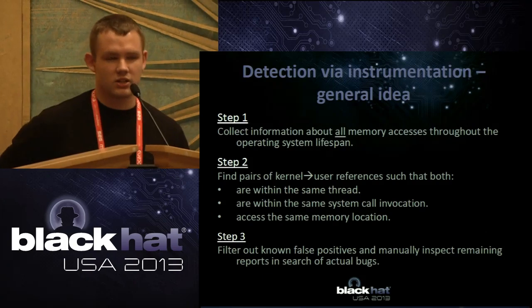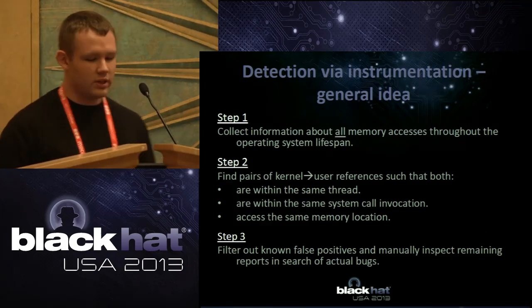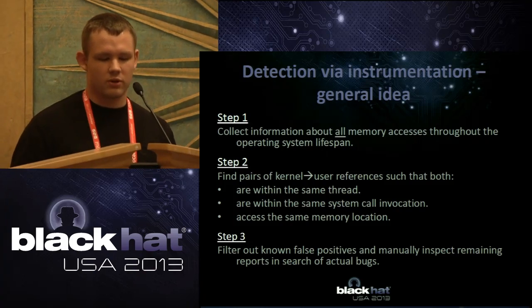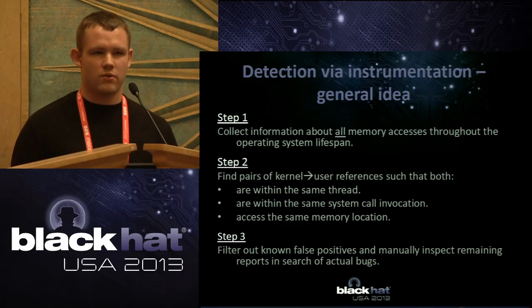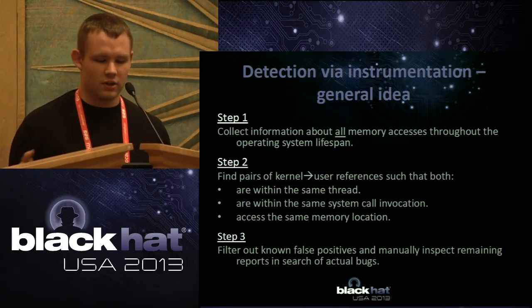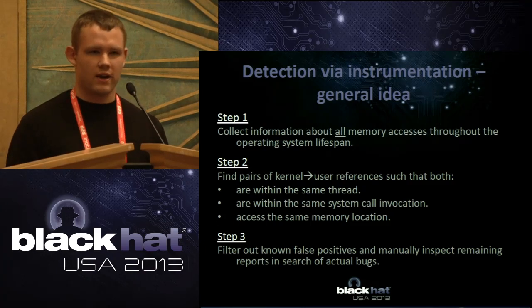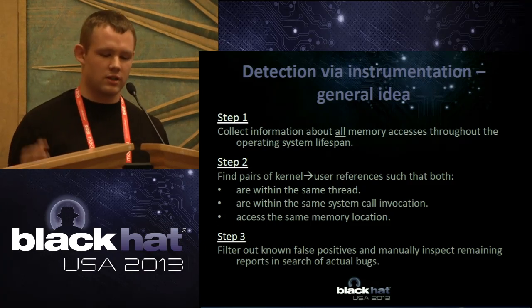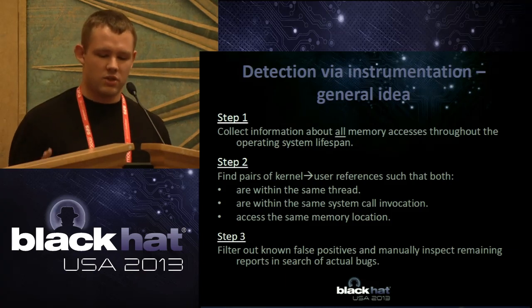When it comes to detection via instrumentation, the general idea is as follows. There are three major steps that we perform. The first one is to collect all information about the memory accesses that take place throughout the whole lifespan of an operating system. And after we have that information, what we do is that we find all pairs of memory fetches that take place in kernel mode and read from user mode memory, such that they meet three conditions.